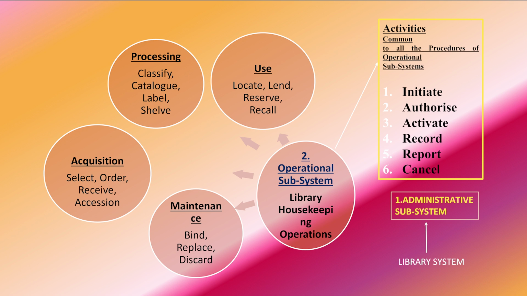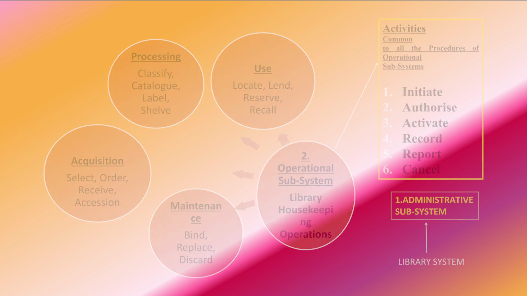Then the administrative activities of all these library systems. So, operational subsystems, library housekeeping operations. We can see what the systems are in a concise way, and we can see how it works. So this is really an achievable thing we can do.